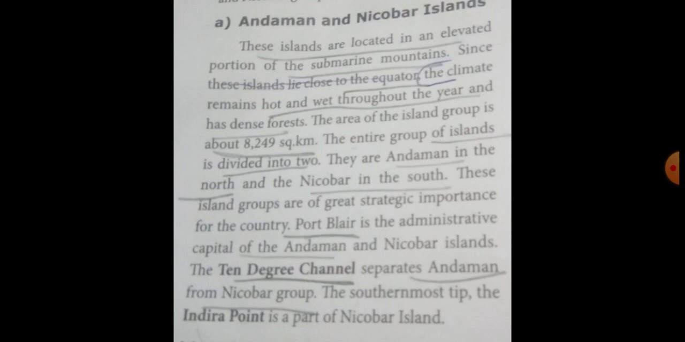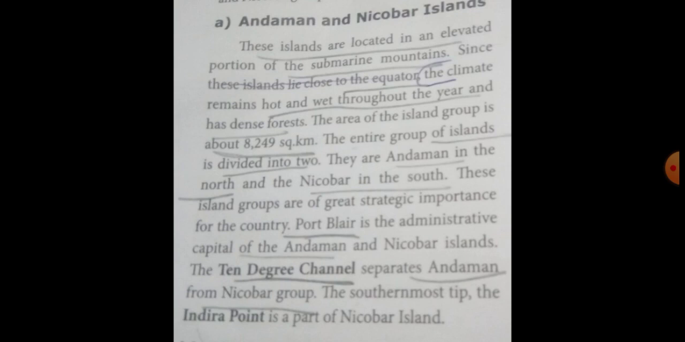Then Port Blair. Listen very carefully, students. Port Blair is the administrative capital of Andaman and Nicobar Islands. Then the Ten Degree Channel separates the Andaman and Nicobar island groups. Which channel separates the Andaman and Nicobar group? The Ten Degree Channel.